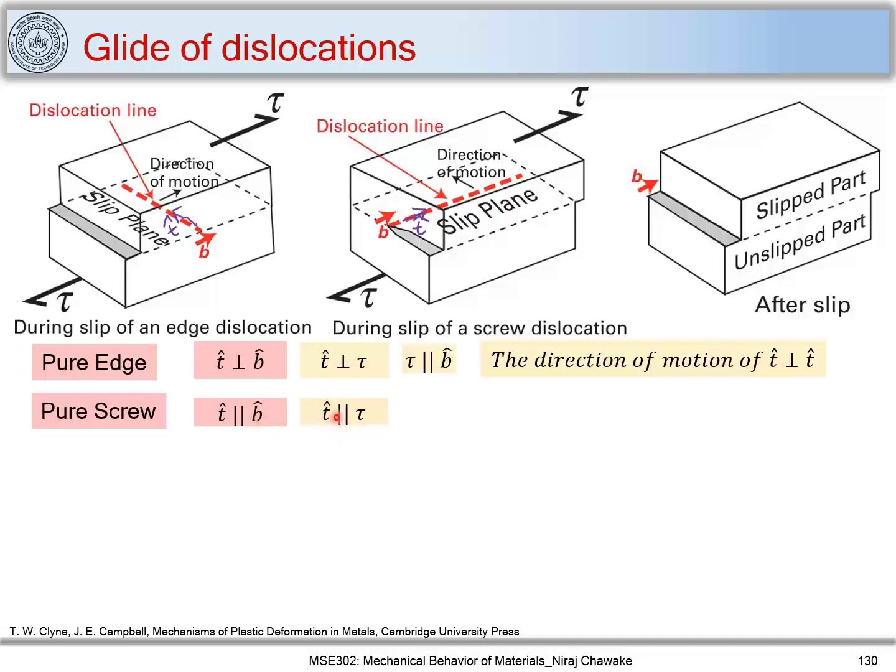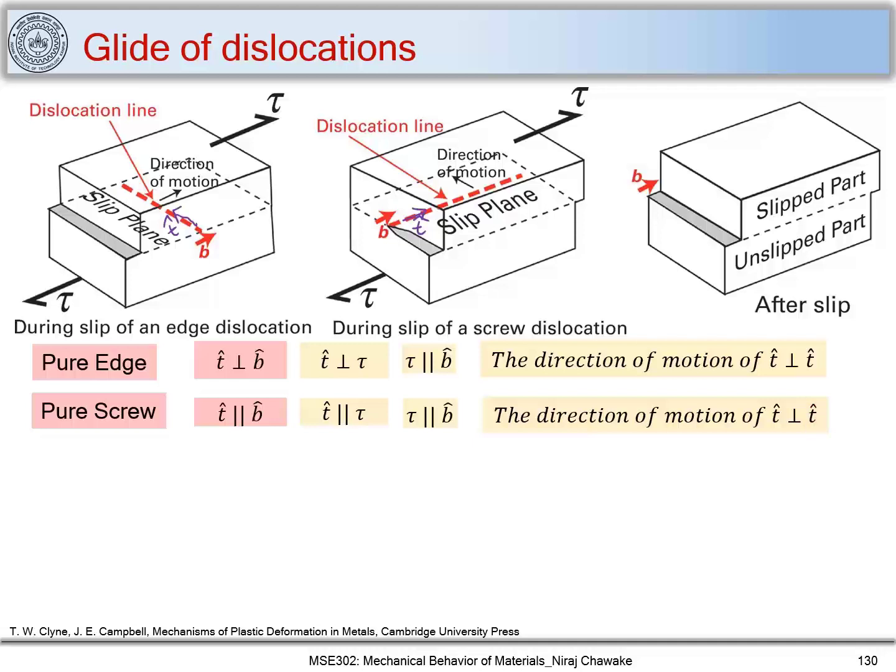Here in this case the t vector is parallel to tau, and tau is parallel to the Burgess vector, and the direction of motion of the dislocation line is perpendicular to the tangent vector. So let me write it down.